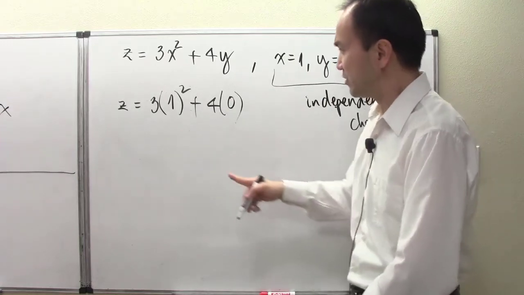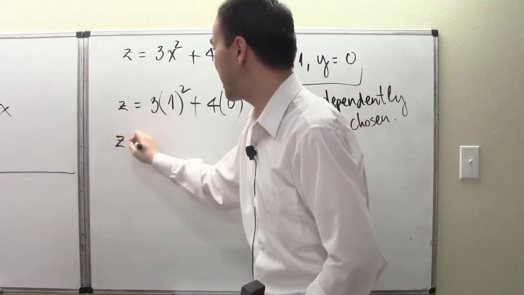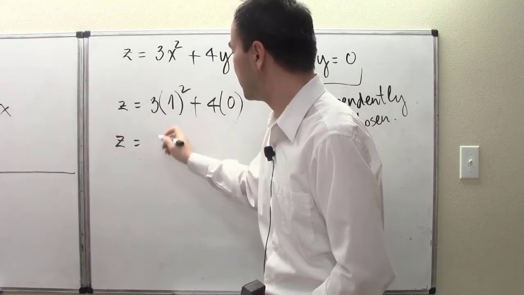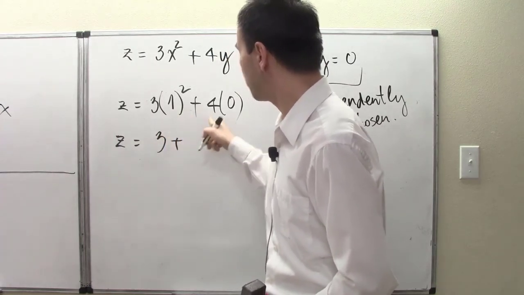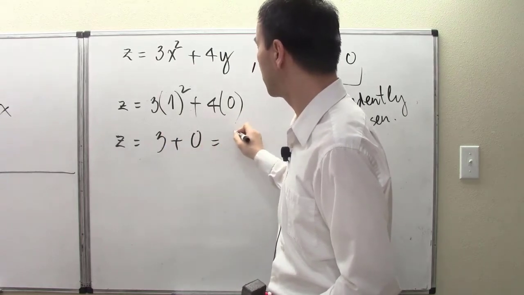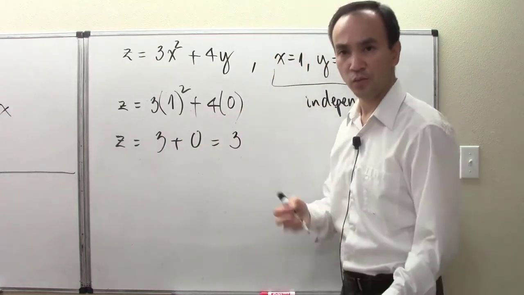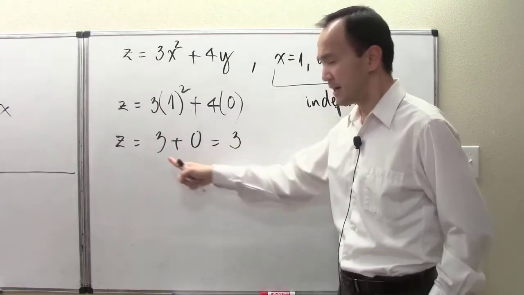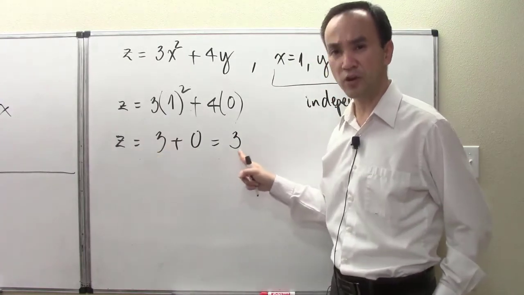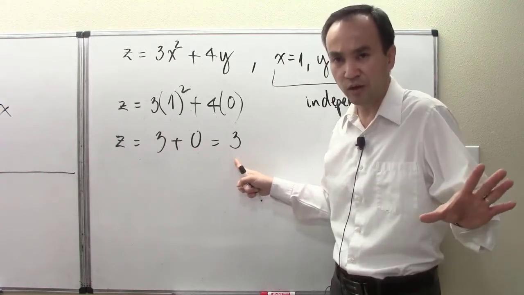Okay, and so now z equals, as far as the calculation, z comes out being 3 times 1 squared is 3, plus 4 times 0 is 0. So z comes out being 3. So we have a value for z. Now we have obtained a value for z. Z is a variable. Its value can change just like any other variable that you have learned.